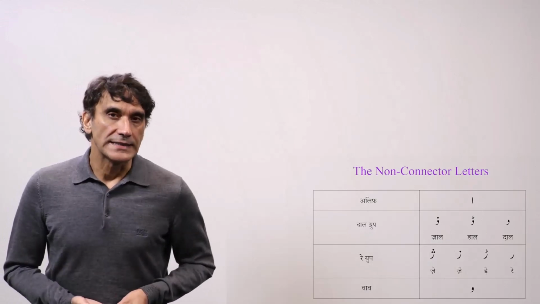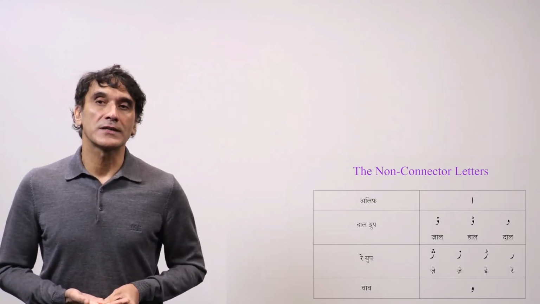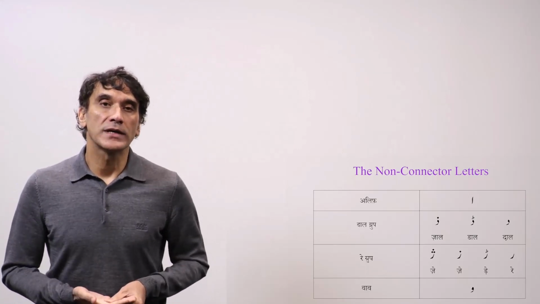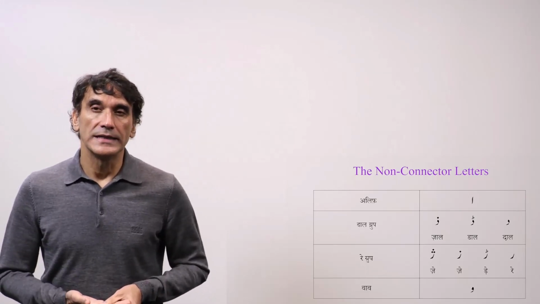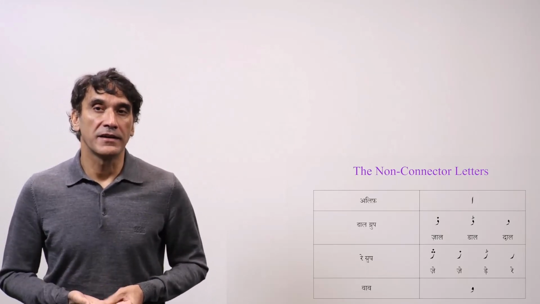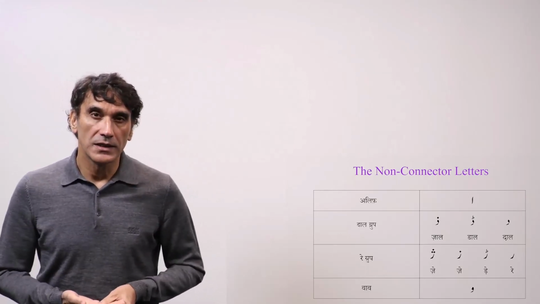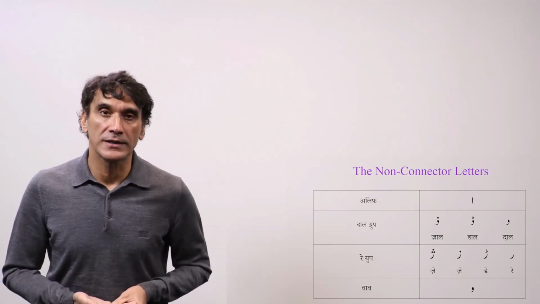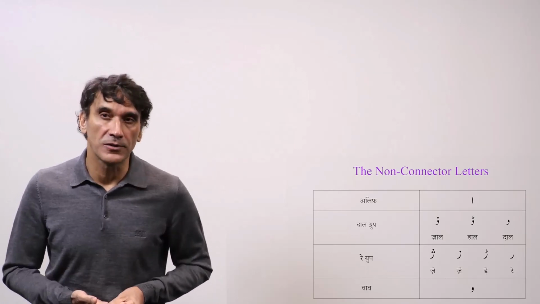Rule number 3, some letters in Urdu are non-connector letters. That means they do not connect to the letters that come after them. Keep in mind they do connect to the letters before them, just not after them. These letters are Alif, Re group letter, Dal group letter, and Vav. The moment you have a non-connector letter, that means the next letter will not connect to it. The next letter will take the initial shape, the initial form.